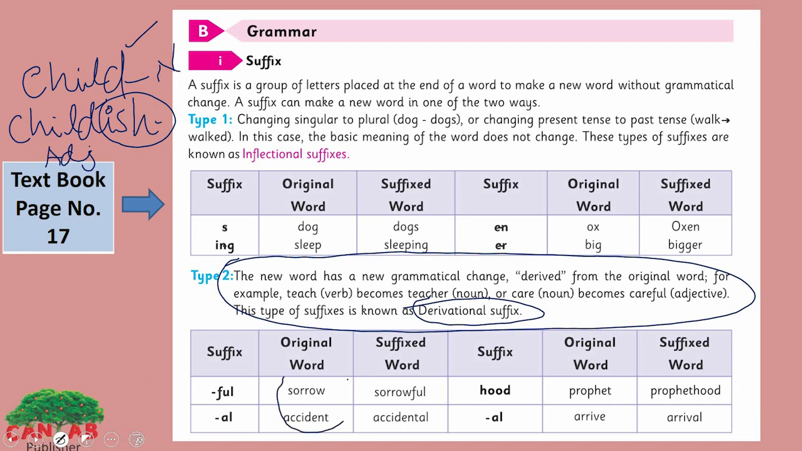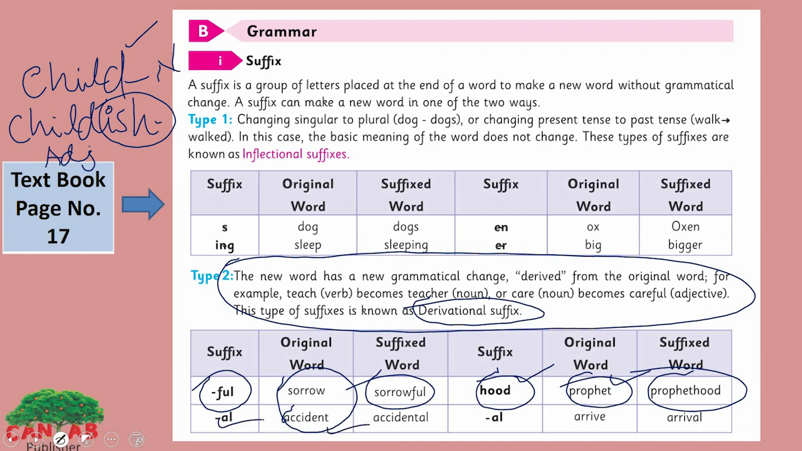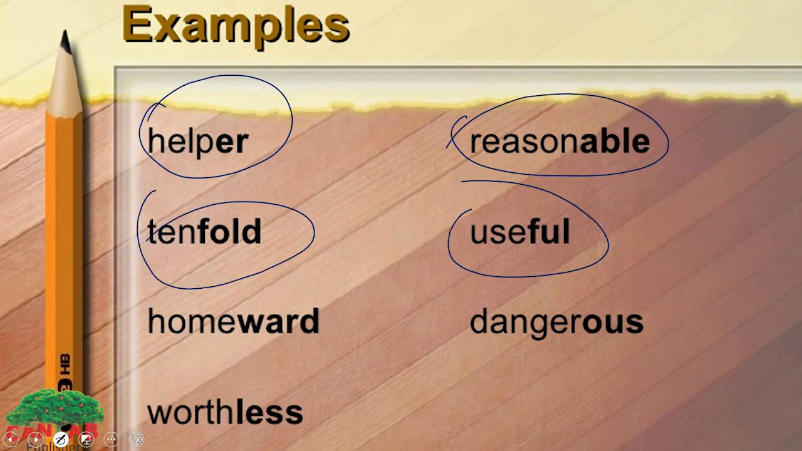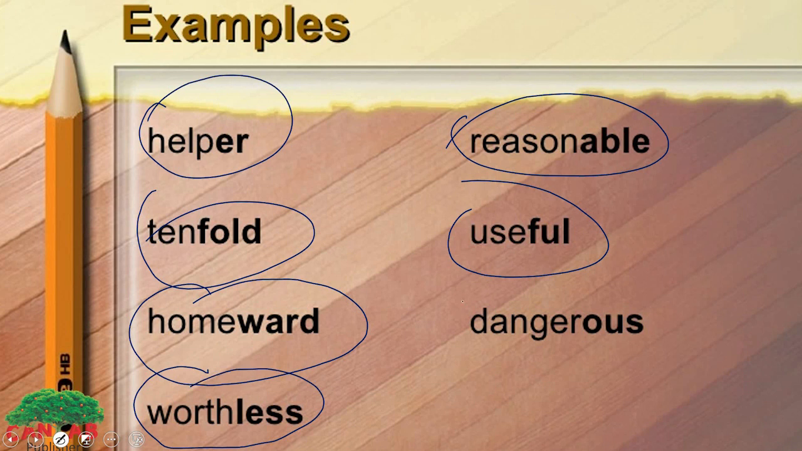So here the original words are, look at this, sorrow. If we add the suffix ful here, it becomes sorrowful. It totally changes its meaning. Hood, prophet, so it becomes prophethood. The original word is prophet and the suffix is hood. Accident, accidental. Arrive, arrival. Look at the examples here. Helper, reasonable, useful, tenfold, homeward, worthless, dangerous.